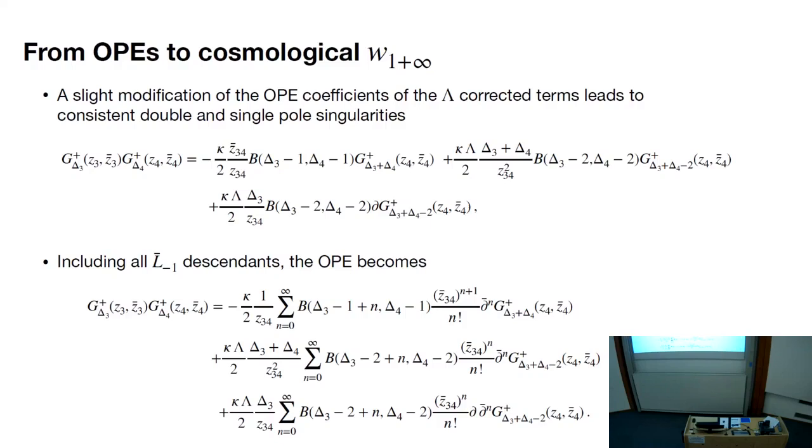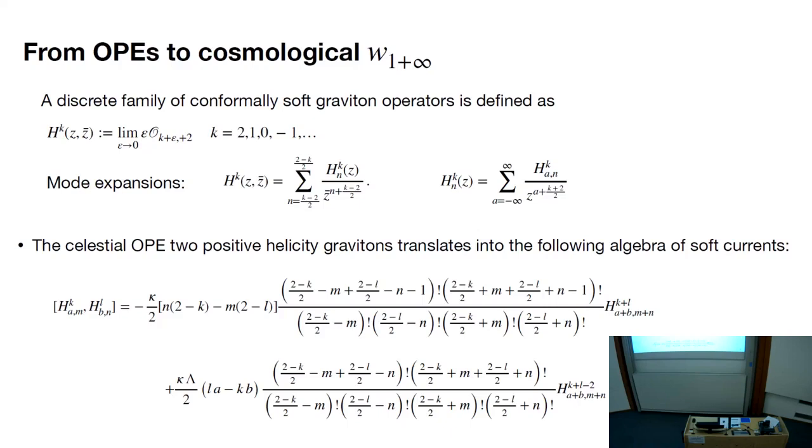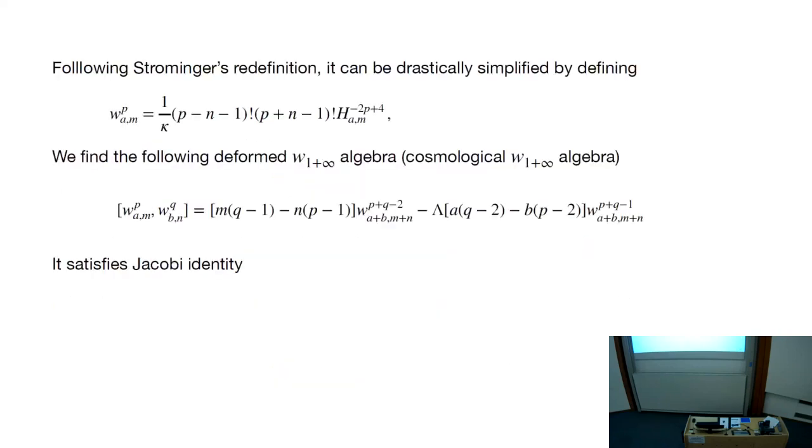It turns out that with this form of the celestial OPE in the presence of the cosmological constant, we run the same calculation as before by doing the mode expansions, and we end up getting this algebra with the deformed term here. Interestingly, once we do the redefinition as we did for the flat space case, we end up getting very simple formulas given by this form. And from here, we can check that it does satisfy the Jacobi identity.